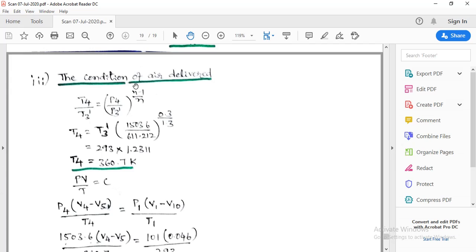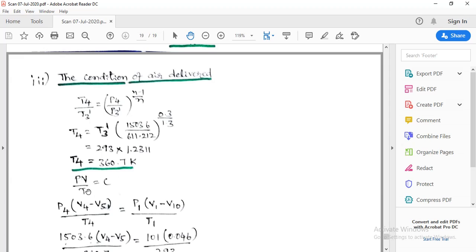Condition of air delivered, so the final condition. The final temperature is T4. T4 by T3 is equal to (P4 by P3) whole to the power of (n minus 1) divided by n. We have already used this relation. So T4 is equal to T3 times these values, which I have substituted. I have got 360.7 Kelvin.